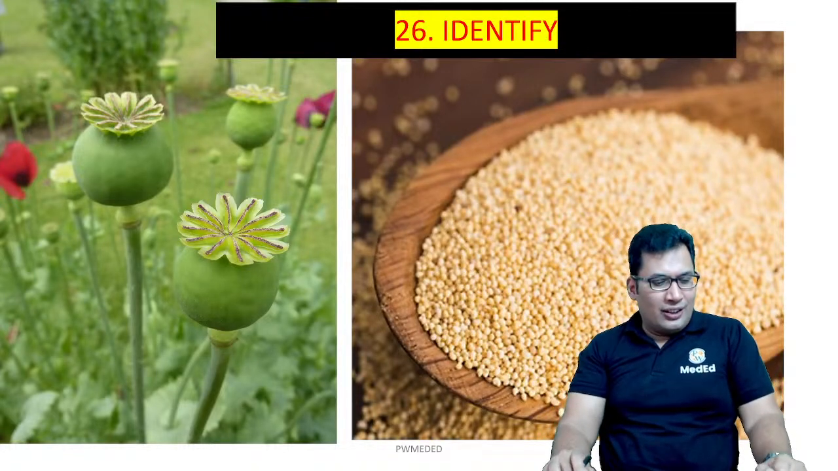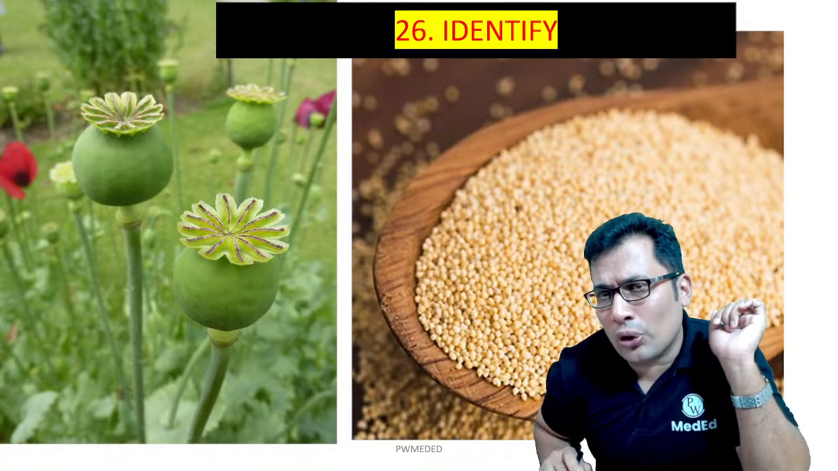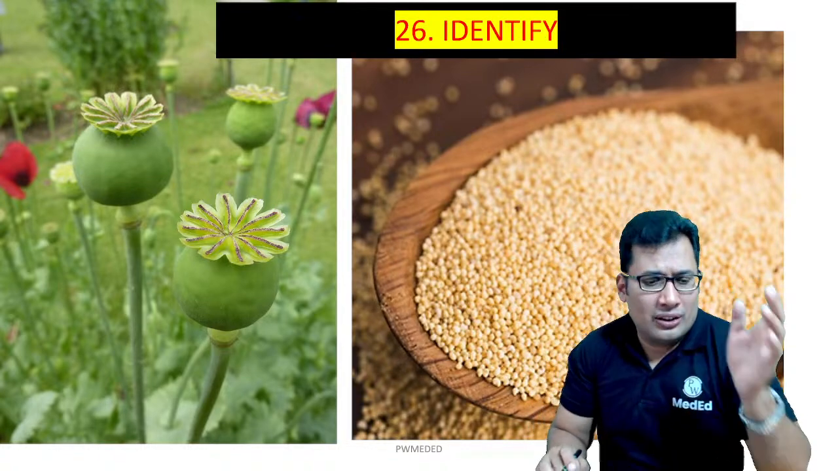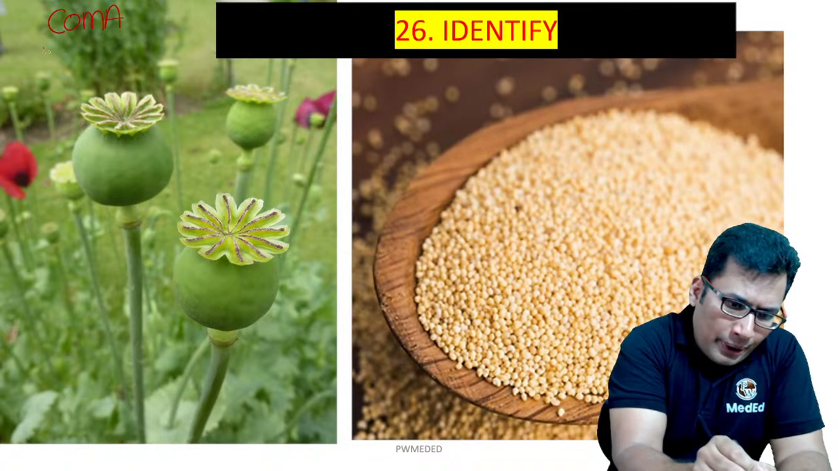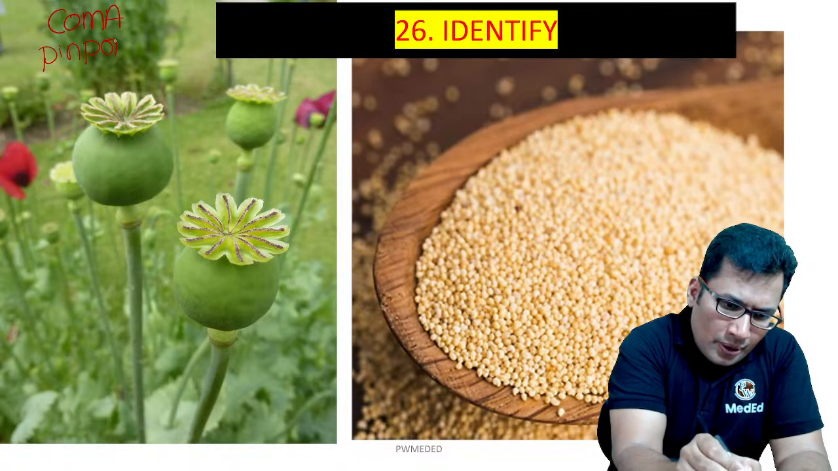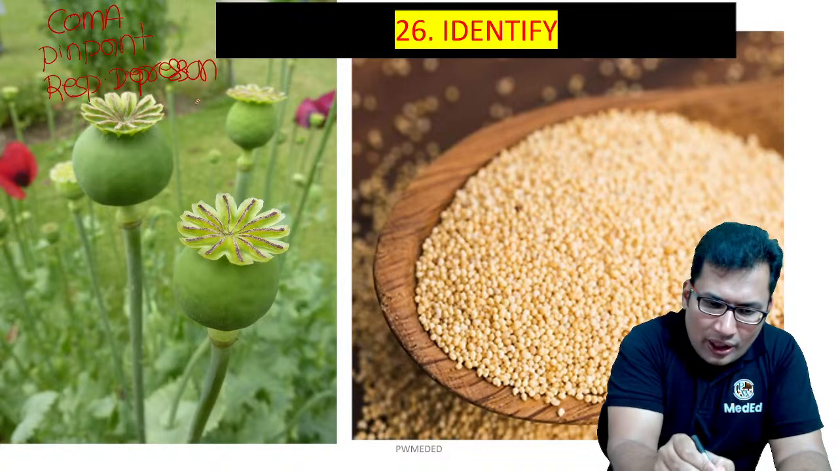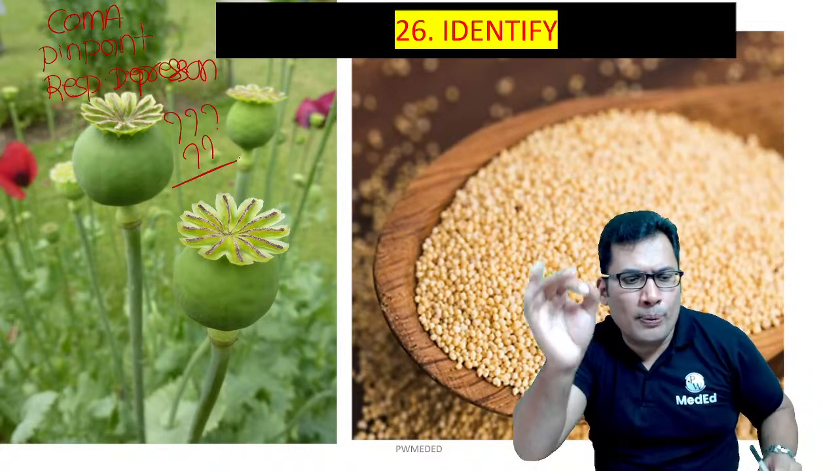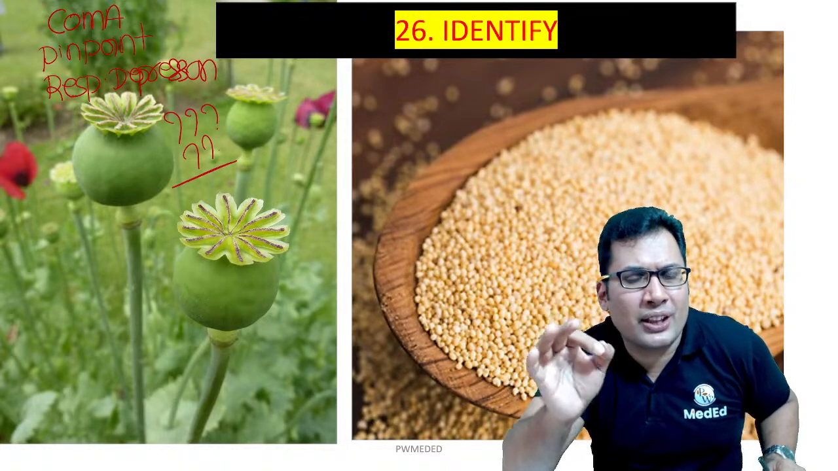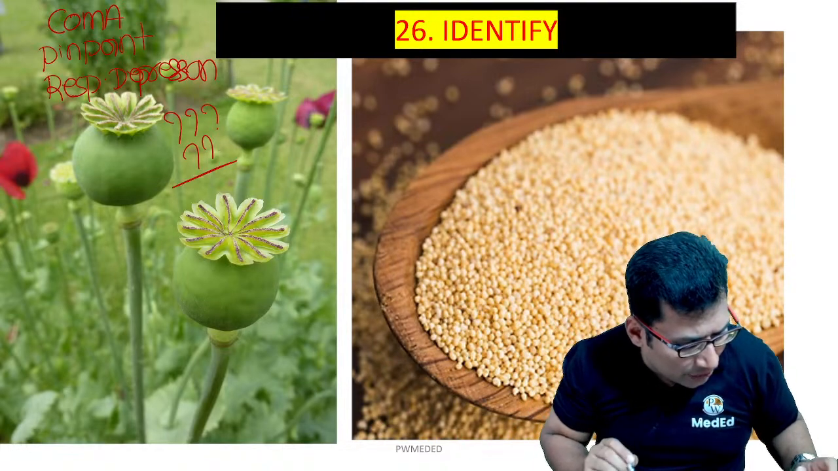Now look at this. Question number 26. The nice image. Again, very important topic in your toxicology. This poison leads to coma, pinpoint pupil and respiratory depression. What is this plant known as? Coma, pinpoint pupil, respiratory depression in toxicology is a triad of. Sapna Sharma, you are right.